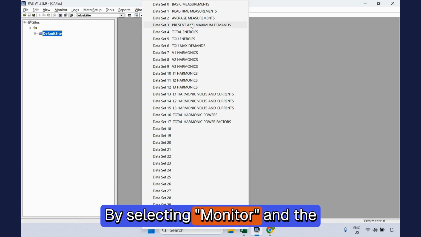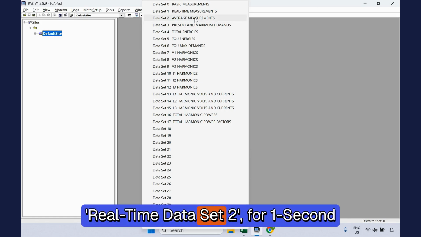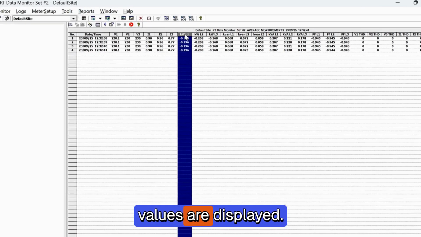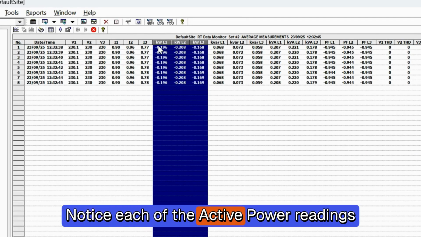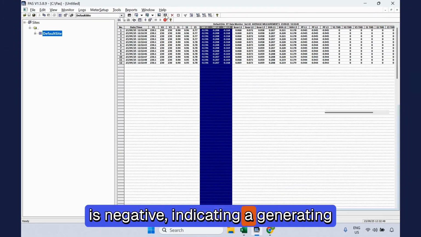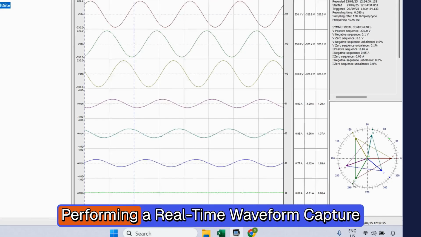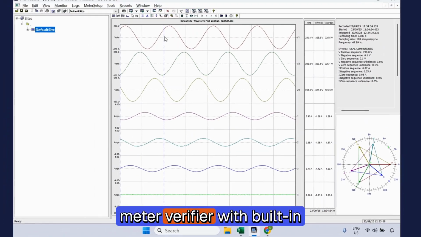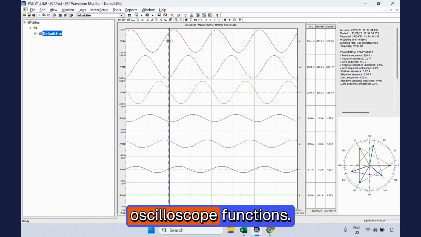By selecting Monitor and the Real-Time Dataset 2 for 1 second average measurements, RMS electrical values are displayed. Notice each of the active power readings is negative, indicating a generating circuit. Performing a real-time waveform capture turns power analysis software into a meter verifier with built-in oscilloscope functions.